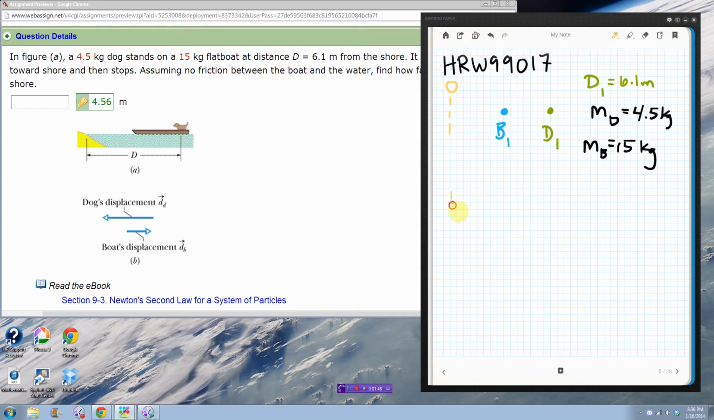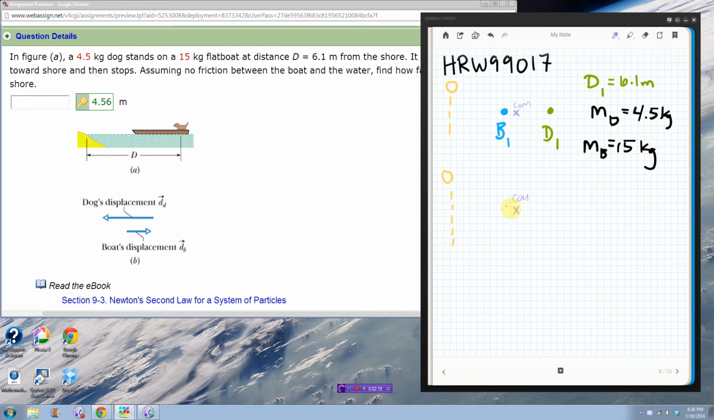Okay, now the shore stays in the same place, so that's 0. I don't know where the center of mass is. I can guesstimate, or I can estimate. The center of mass should be somewhere between the center of mass of the boat and the center of mass of the dog. The boat has more mass than the dog, so it should be closer to the boat than the dog. So I'm going to just guesstimate and say the center of mass is right here. Okay? In which case, after the dog moves, the center of mass still has to be there. The center of mass cannot go anywhere.